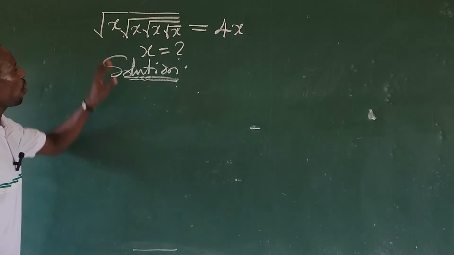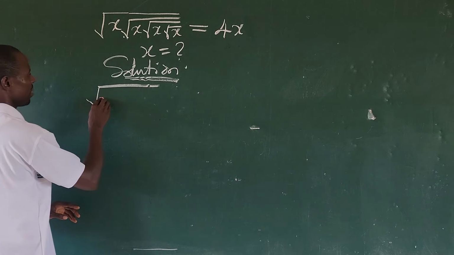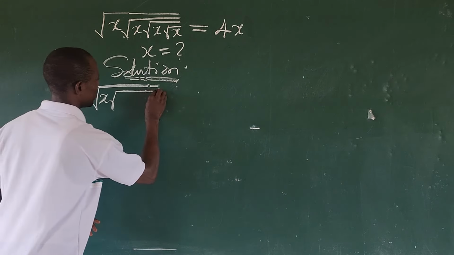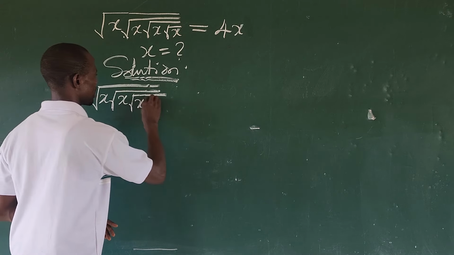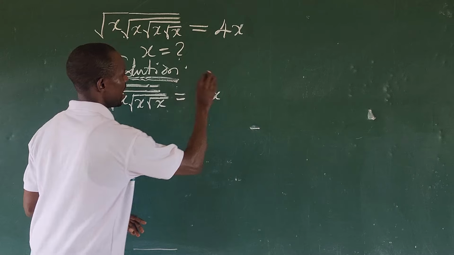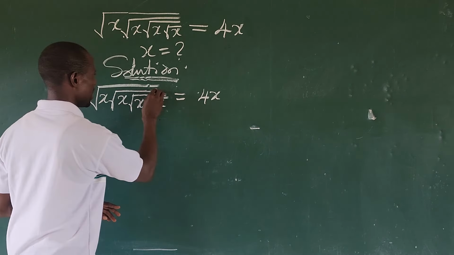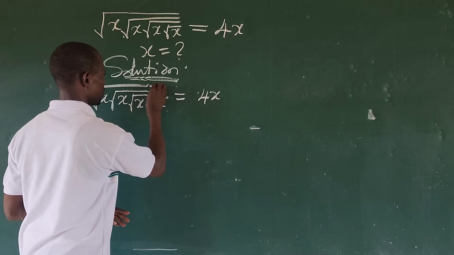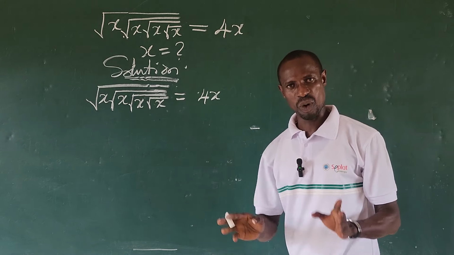Solution. Let's bring down the question systematically. So we have here x, square root of x, square root of x, square root of x, equal to 4x. We can use two different methods to solve this challenge, but I'm going to use just one of them.